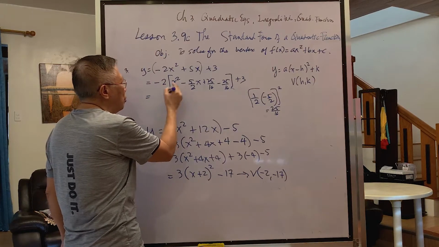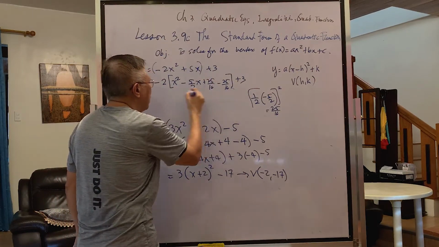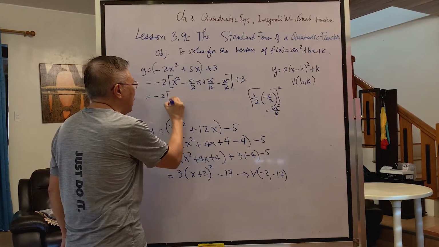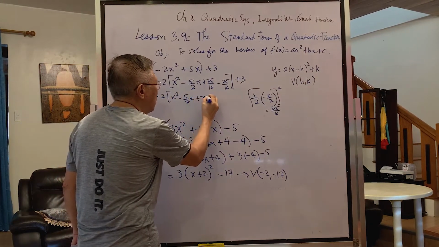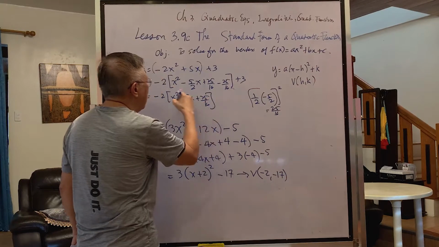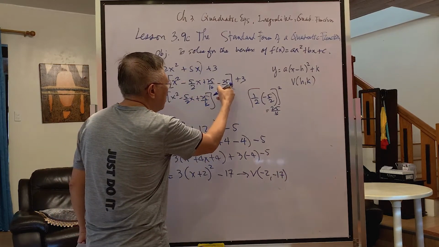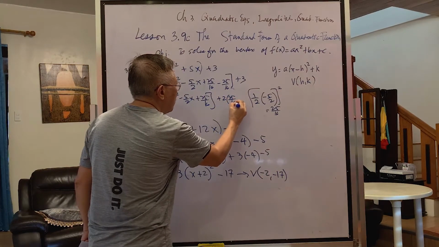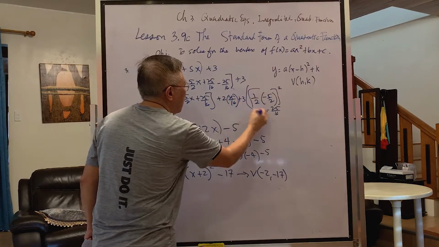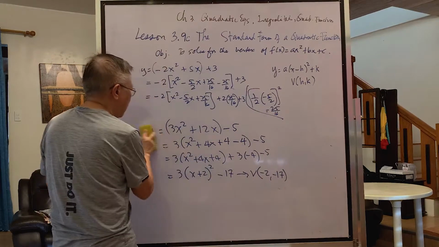Again, I'm going to group the first 3 terms here and I will be multiplying that with 2. Okay, plus 25 over 16. And distributive multiplication to this will give me what? Plus 2 times 25 over 16 plus 3. Okay.